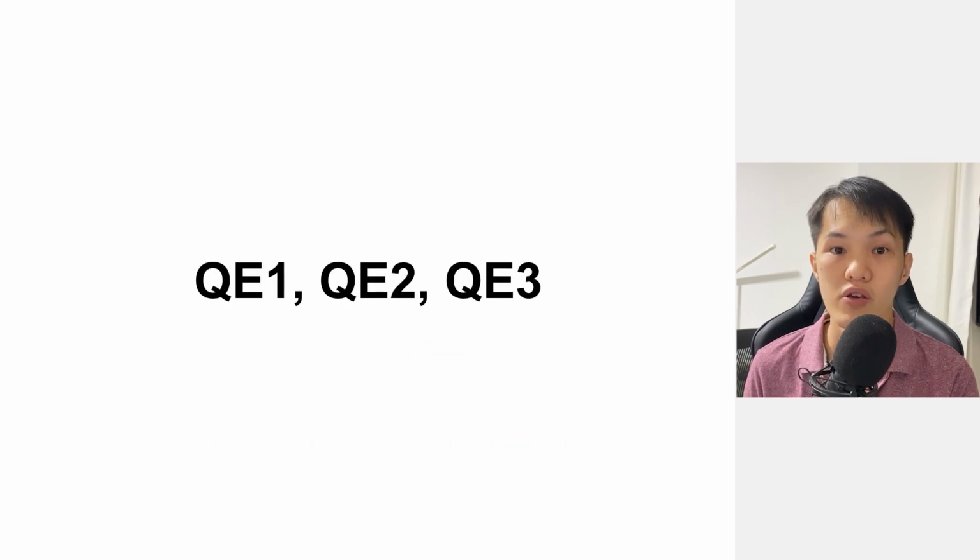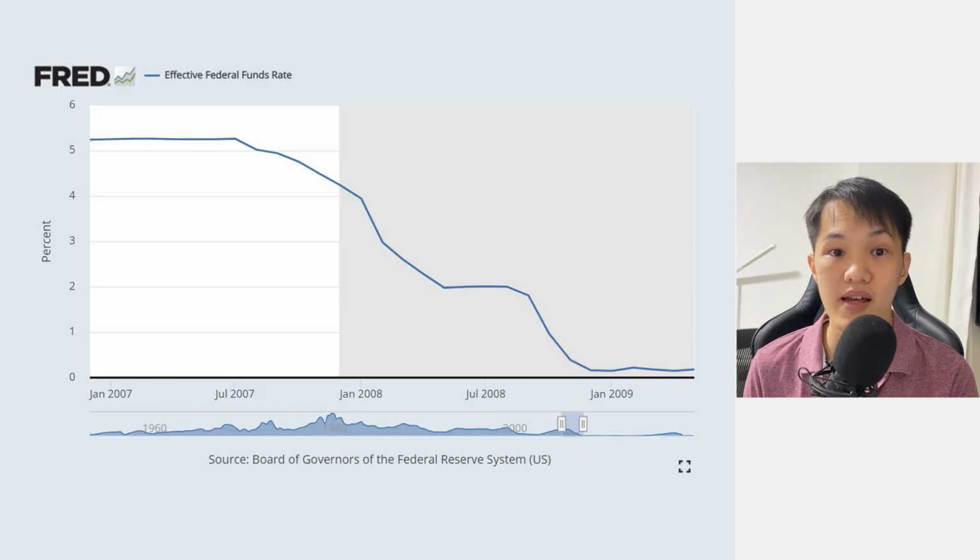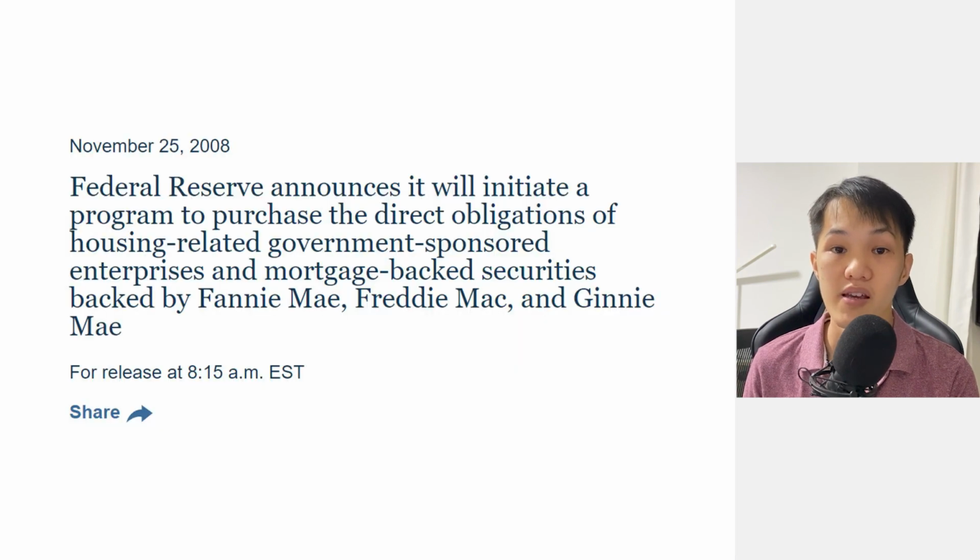US QE1, QE2 and QE3. The US Fed started the QE program because the Fed fund rate was already at the zero floor. Lowering interest rates will stimulate the economy, but the Fed cannot push it further down. What can they do? So they were thinking hard and decided to move out of their comfort zone and test something new. Let's walk through the timeline.